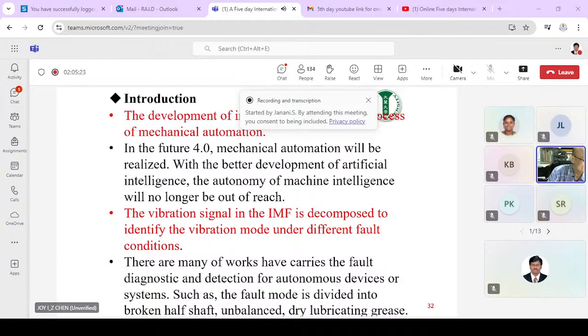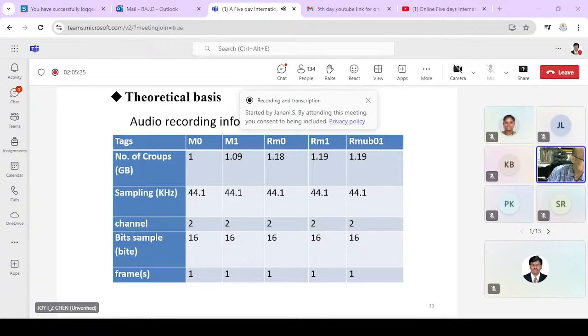Okay, next is some theoretical basis. This project adopts recording to take audio. Data information is shown in this table. We use the experimental recording Audacity software to record. The recording information is modulated by the software. Put the motor recording audio into the voice training.